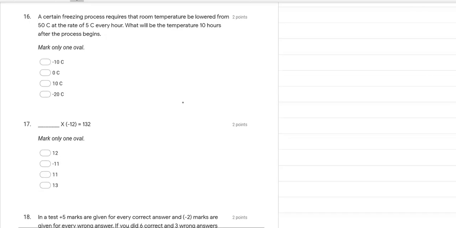Question number 16. A certain freezing process requires that room temperature be lowered from 50 degrees Celsius. So right now, the room temperature is initially plus 50 degrees Celsius. There is a freezing process going on in which every hour the temperature will be reduced by 5 degrees Celsius. It will reduce, not increase. So if it is reducing, you can write that temperature is reducing at a rate equal to minus 5 degrees Celsius.